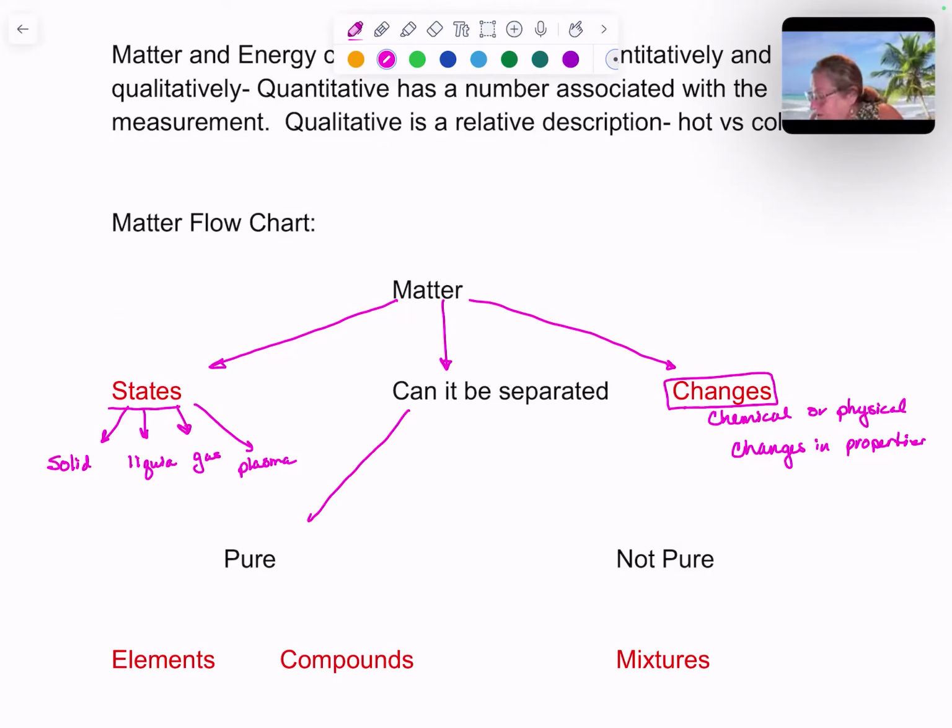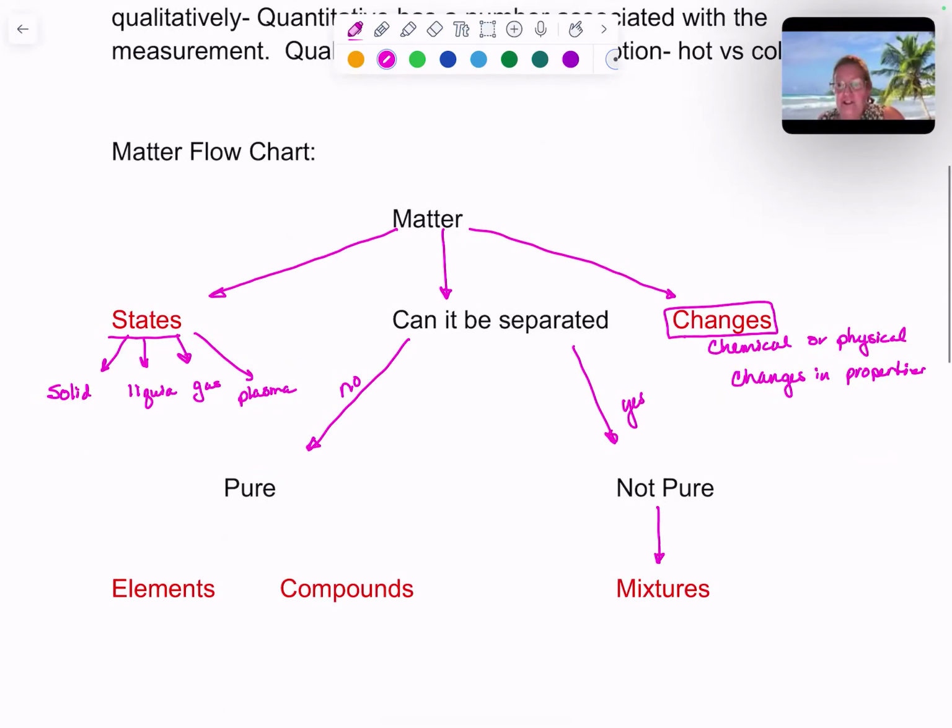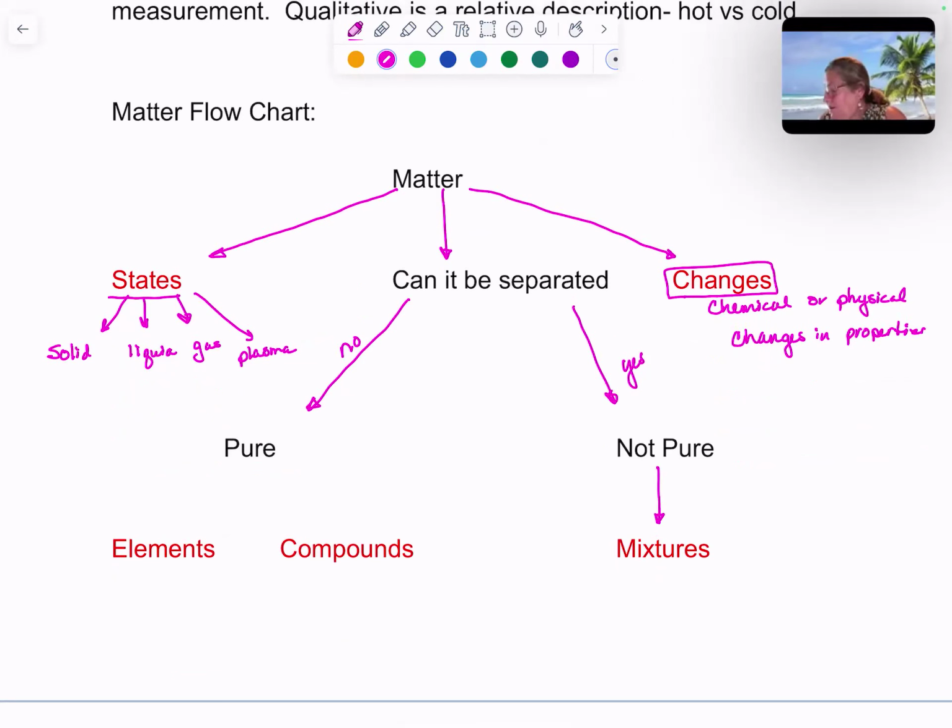Then we're going to talk about, can matter be separated? Matter is either pure, meaning no, it can't be separated, or not pure, meaning yes, we can separate it by physical means. Not pure states of matter are things that we would call a mixture. They would be a combination of elements, compounds, and even other mixtures. And as you can see, being in red, we're going to have another video on mixtures that's much more specific. We'll talk about solutions, things like that.